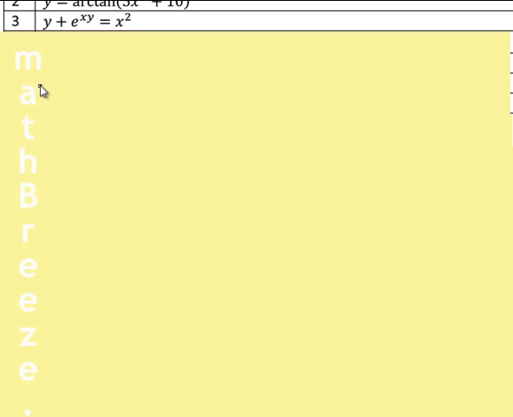In number 3, we're going to use implicit differentiation. Derivative of y is y prime, plus the derivative of e to the xy is e to the xy. And now we're multiplying by the derivative of xy. We have a product over here. That is the first times the derivative of the second, plus the derivative of the first. Derivative of x is 1 times the second. Equal, on the right hand side, derivative of x squared, 2x.